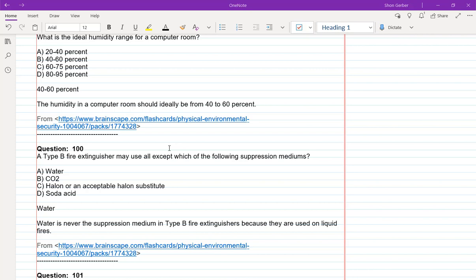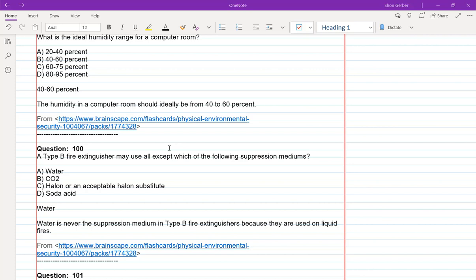All right, question 2. A Type B fire extinguisher, I was getting confused there for a minute. A Type B fire extinguisher may use all except which of the following suppression mediums? A, water. B, CO2. C, halon or an acceptable halon substitute. Or D, soda acid. And the answer is A, water. Water is never a suppression medium in Type B.